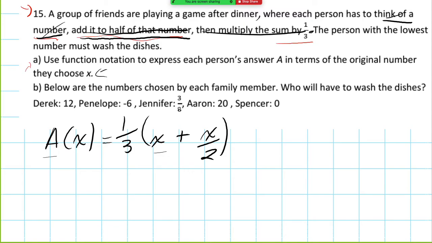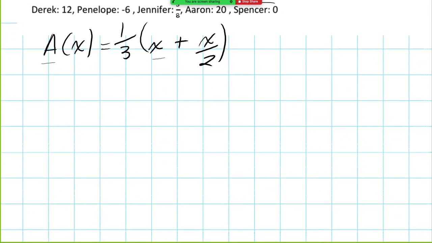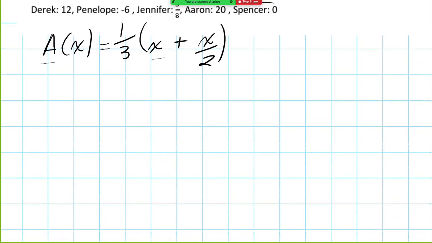Below are the numbers chosen by each family member who will wash the dishes. So the person with the lowest number must wash the dishes. So what this is asking is, after we've built this, run the equation quite a few times. So we're looking for A at 12, A at -6 for Penelope. Derek was 12.